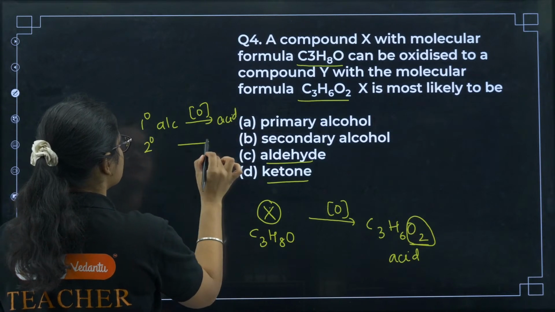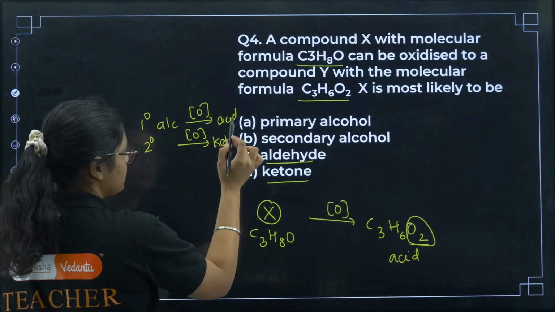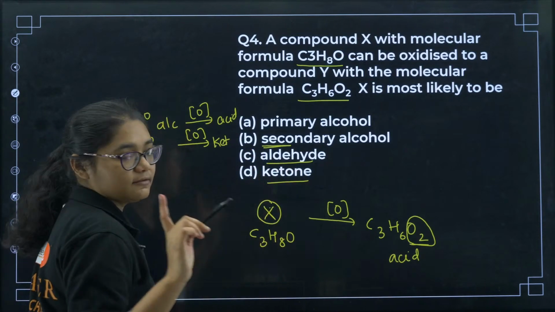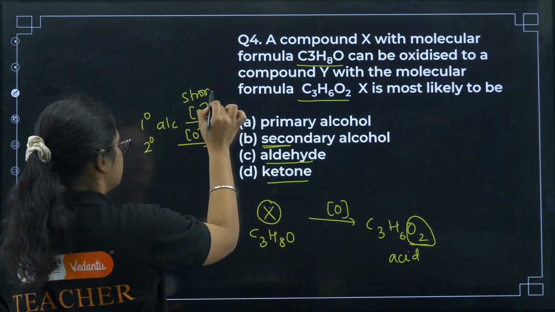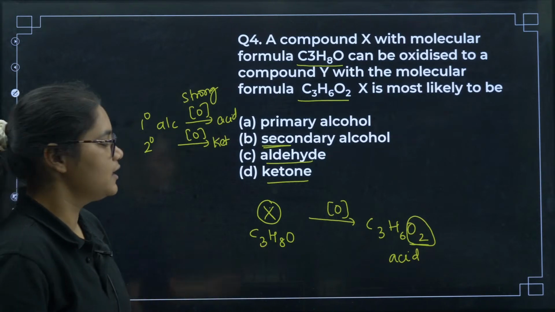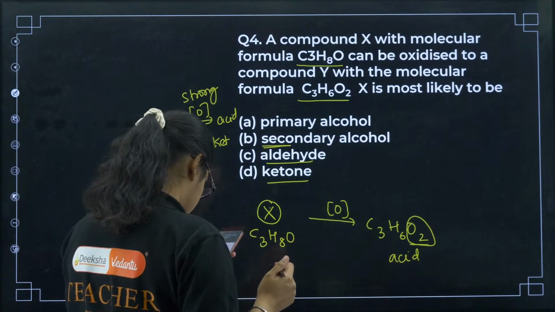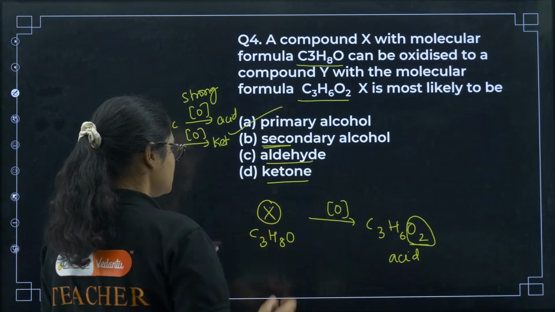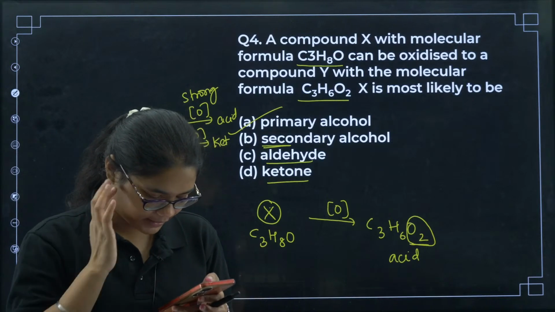Secondary alcohols on oxidation will give you ketones only. Secondary alcohols cannot give you acids. Primary alcohols on strong oxidation, as I just discussed, will give you acids, right? So that is why the correct answer here is A, not B. Is it clear? Tell me, so many students have answered B, I don't know why.